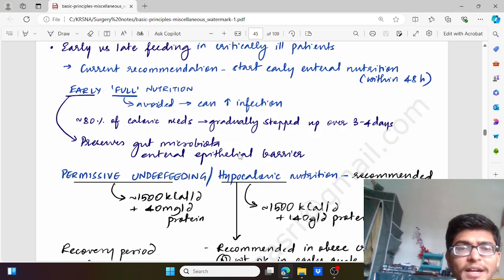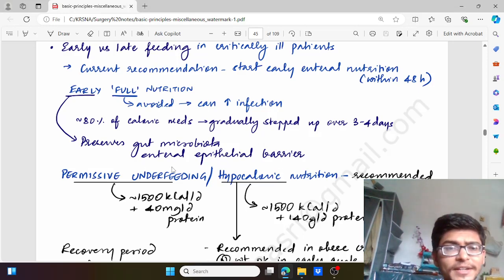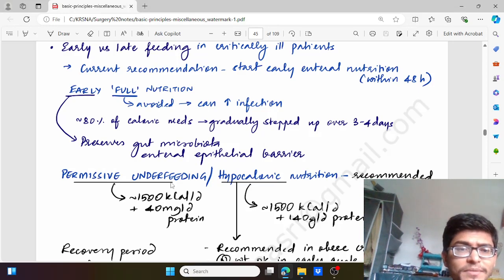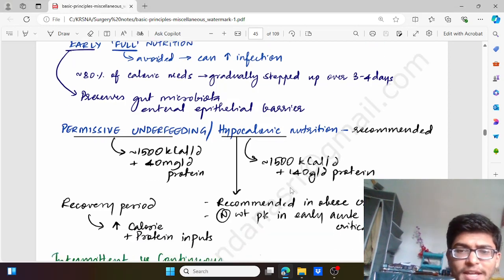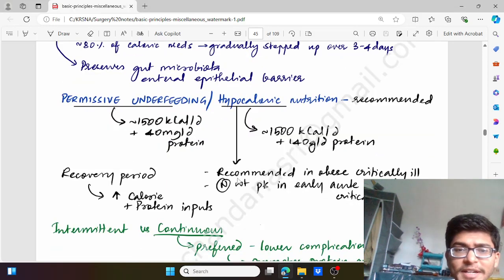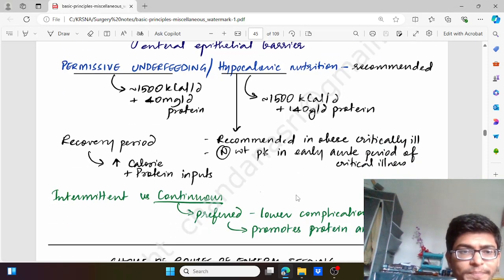Early feeding preserves the gut microbiota and the epithelial barrier, the mucosal barrier, which helps. Okay. Permissive underfeeding, in which we give around 1500 kilocalories per day with 40 mg per day of protein, and hypocaloric nutrition, which is recommended and is similar, around 1500 kilocalories per day plus 140 gram per day of protein, and it is specially recommended in the obese critically ill patient or normal weight patient with early acute period of critical illness.